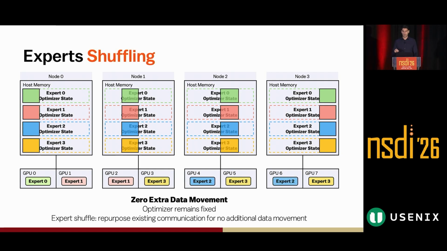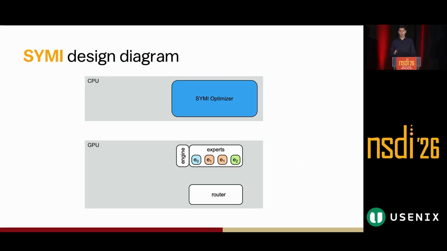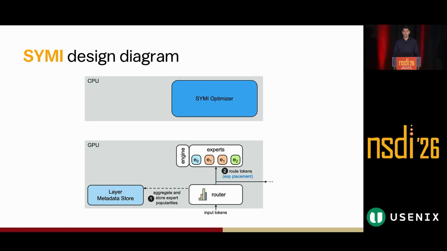With this design, we can have 0 extra data movement for every rebalancing. The optimizer remains fixed. And to rebalance model weights, we repurpose existing communication that happens during the optimizer pass. Let me walk through the design of SYMI throughout one training iteration. So the input token comes into the router. Every token is assigned an expert. We aggregate those assignments and store the resulting expert popularity distribution for this particular iteration. We route every token accordingly to its corresponding expert, according to this existing iteration's expert placement.